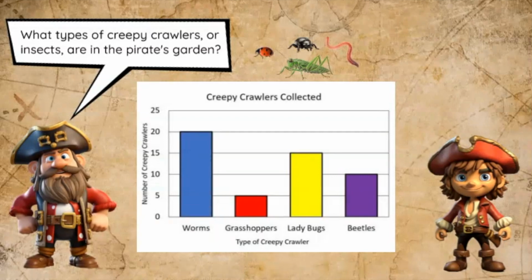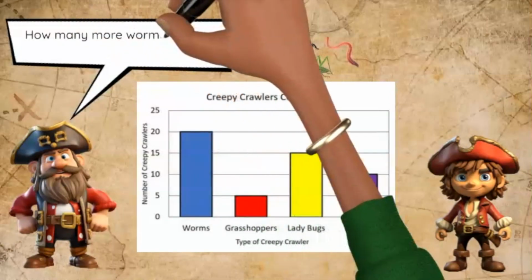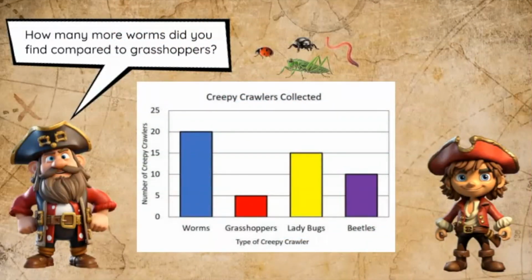Ahoy, it's Captain Red. I have a question for you. How many more worms did you find compared to grasshoppers? Well, let's look at the bar graph.